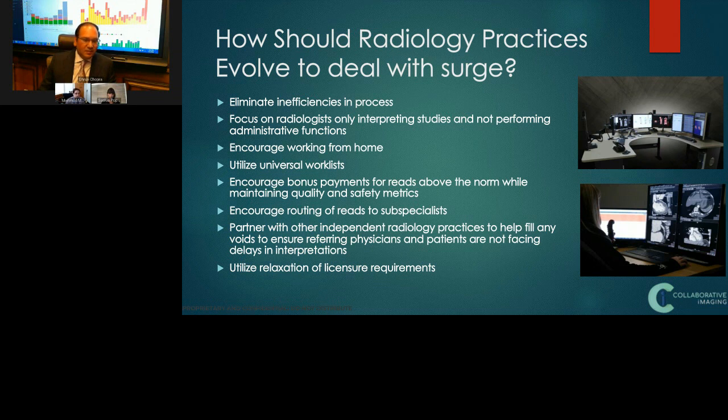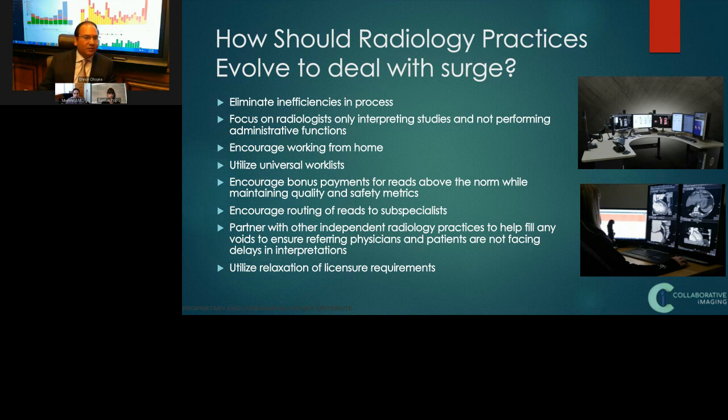Well, the first thing you have to do is eliminate the inefficiencies in the process. We need radiologists to focus on interpreting studies and not performing administrative functions. We have a universal work list that we have developed right now. And if you look at the right-hand side, the top shows what a typical radiologist would look at. If you can imagine they have 60 different hospital systems, they would have about 60 different monitors sitting over there with radiologists swiveling around on their chairs from one monitor to the next to look at the work list and see what needs to be read.